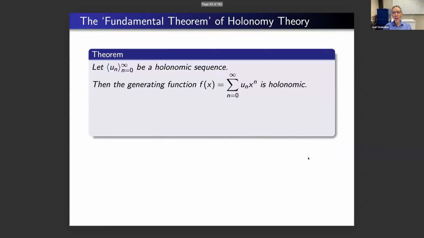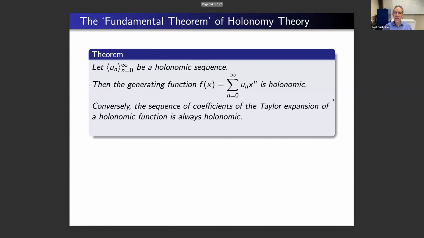Okay. And we come to what I want to call the fundamental theorem of holonomy theory. I don't know that anybody else is calling it this. I think it should be called that. And it says the following. Let u_n be a holonomic sequence, and now let us consider the generating function of the u_n. So I form this function f of x, now a function from the reals to the reals, which is the sum of u_n x to the n. That as a function is holonomic. And conversely, the sequence of coefficients of the formal Taylor expansion of a holonomic function is always a holonomic sequence. And these transformations going from one to the other are completely effective, mechanical.